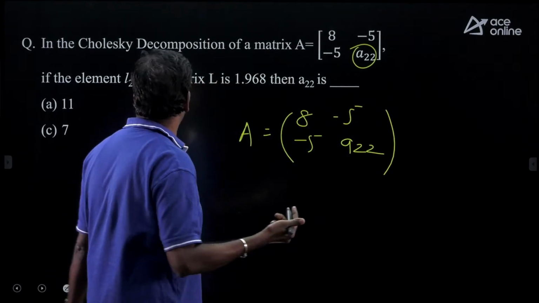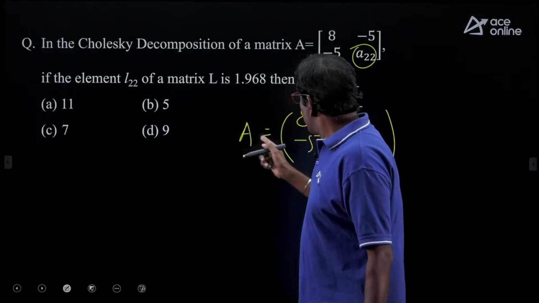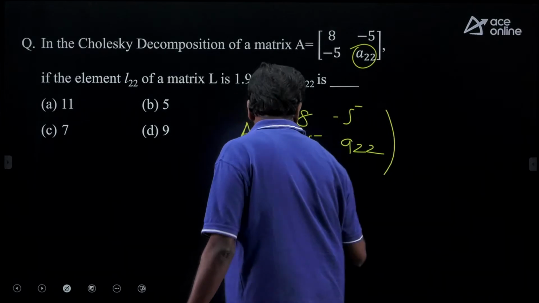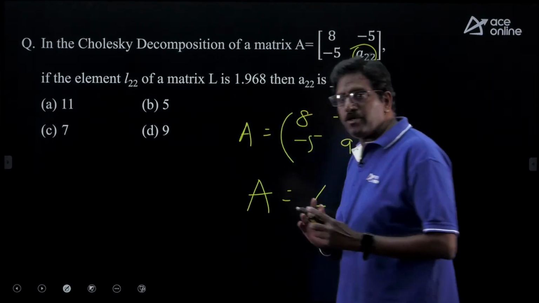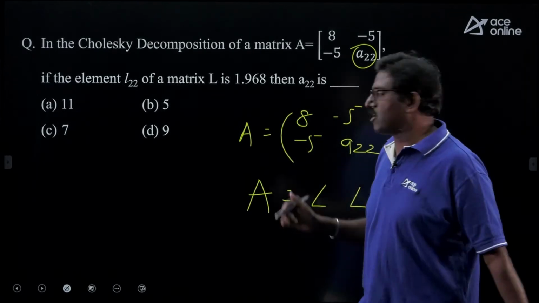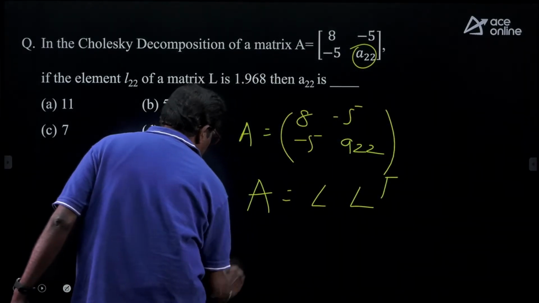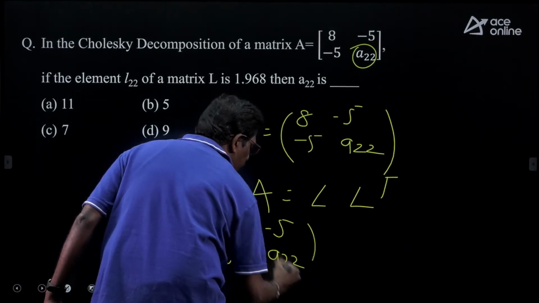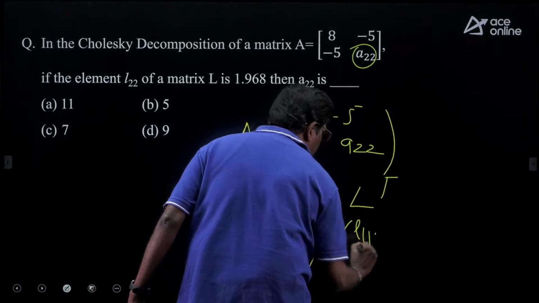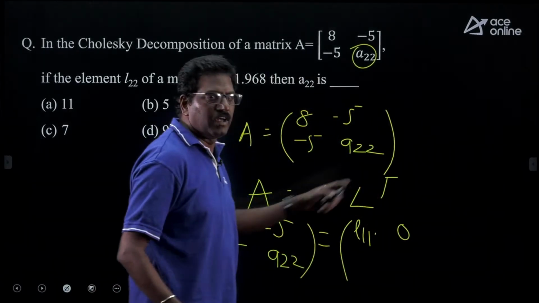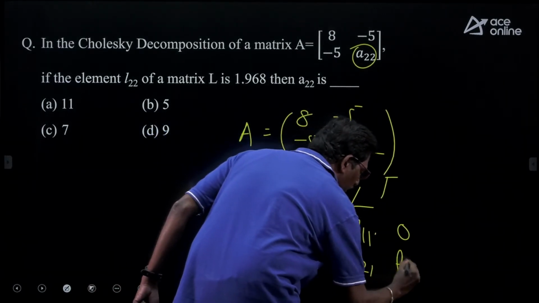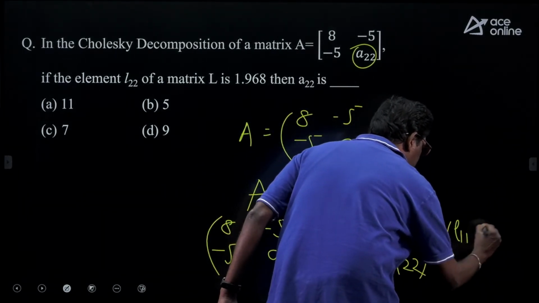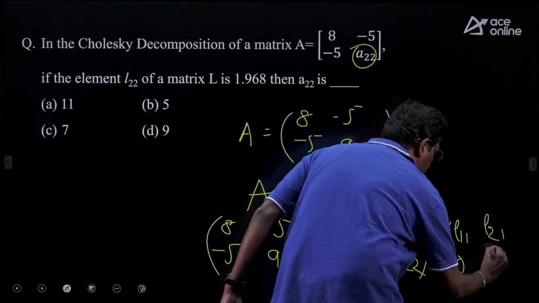Now, according to Cholesky's decomposition, if A is a real symmetric matrix, you can decompose A into L times L transpose. A you can write as a product of L and L transpose. What is A? What is L here? A is equal to [8, -5; -5, A22]. What is L? L is nothing but L11, 0 in the upper right since it is a lower triangular matrix, then L21, L22, times the transpose of that matrix: L11, 0, L21, L22.